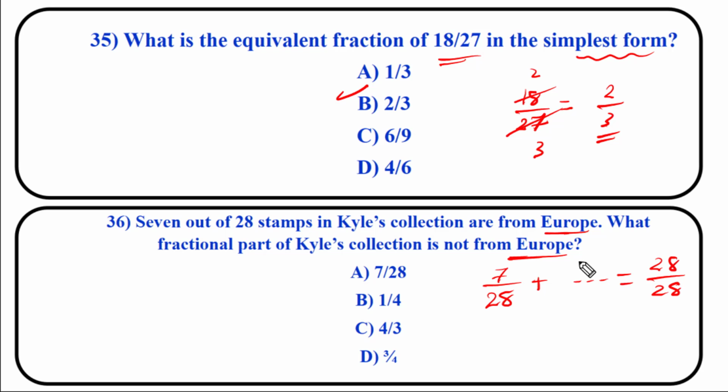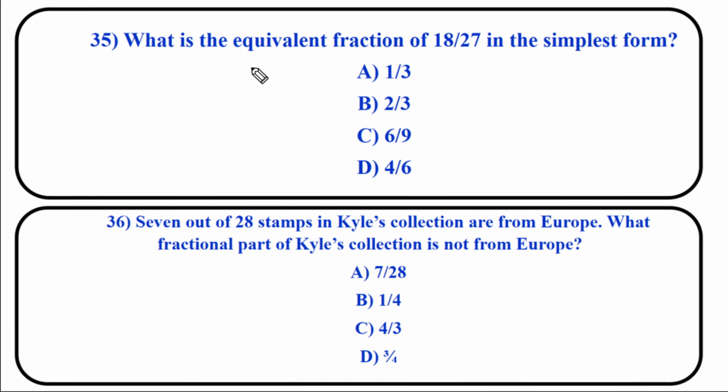Now guys, to find the missing number here, we will subtract 28 over 28 minus 7 over 28. But guys, 7 over 28 in the simplest form equals what? Equals 1 over 4. Now we have here 28 over 28, we can write it as 4 over 4 minus 1 over 4. It will be here 3 over 4.